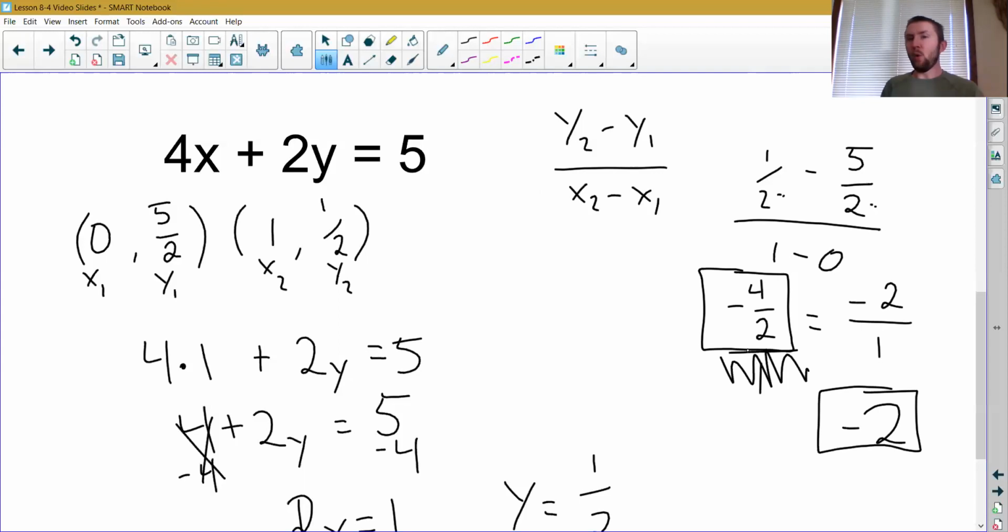So when we have an equation and they ask us to find the slope, we can still use the method we had in our last video, and we can create coordinate points to use in our formula.